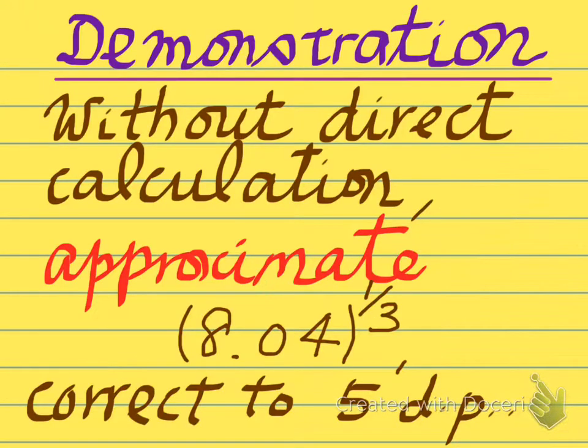Next, we are going to have a demonstration on how to apply the result we have gained just now in answering the problem of without direct calculation. That means we can't key in the value directly using the calculator. We are going to approximate 8.04 raised to power 1/3, or the cube root of 8.04, correct to 5 decimal places.